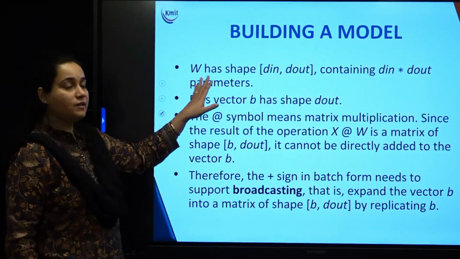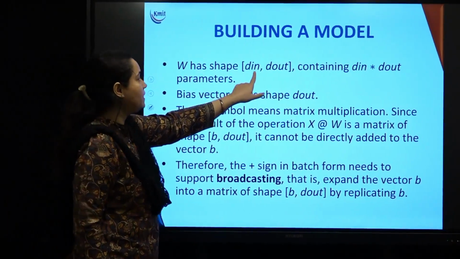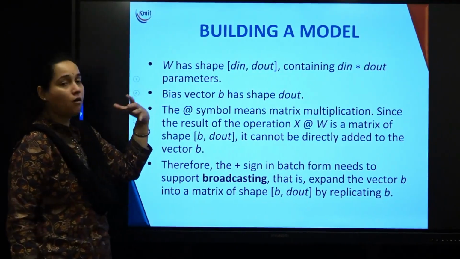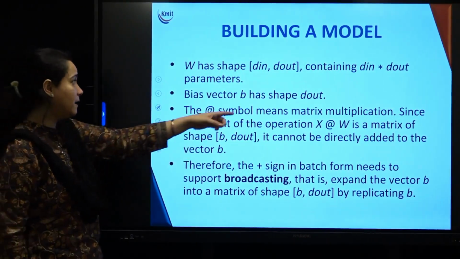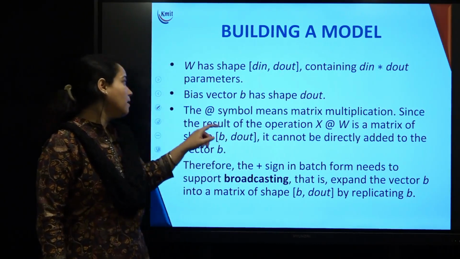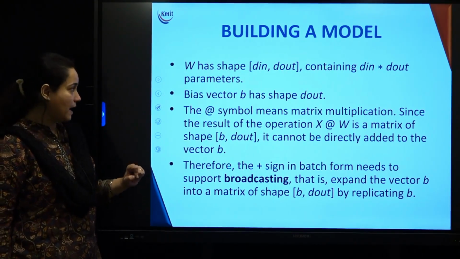W, weight, is always having the shape of d_in comma d_out. So, the number of weight parameters will be d_in by d_out. The bias vector always has a shape, as discussed, of d_out.